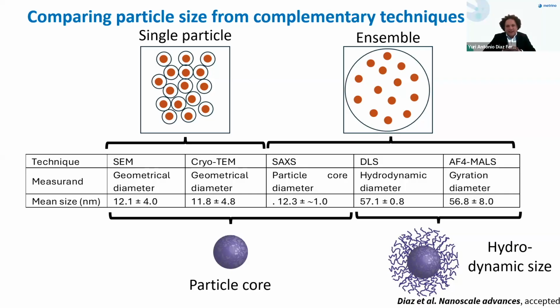And you see that across Metrino, because this is data that has just been accepted as one of the first papers from the consortium, you can see that they cluster not depending on whether it is single particle or ensemble measurements, but they cluster depending on the measurand, and that's critical. So in order to compare this data, you need to know which measurand you are taking.